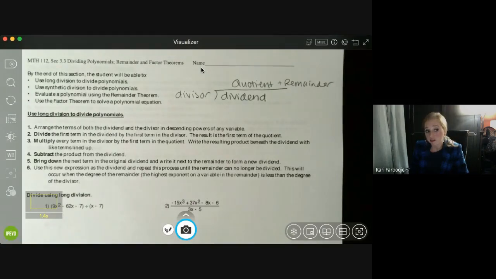We're going to be very systematic about this. We're going to complete a round once, and then we're going to go down to the next line, and we're going to do the same thing over again until we get to the bottom. And if you're not sure when you're done, I'll make sure that we talk about how to know when you're done. We're going to divide the first term in the dividend by the first term in the divisor. The result is the first term of the quotient. Then we're going to multiply through.